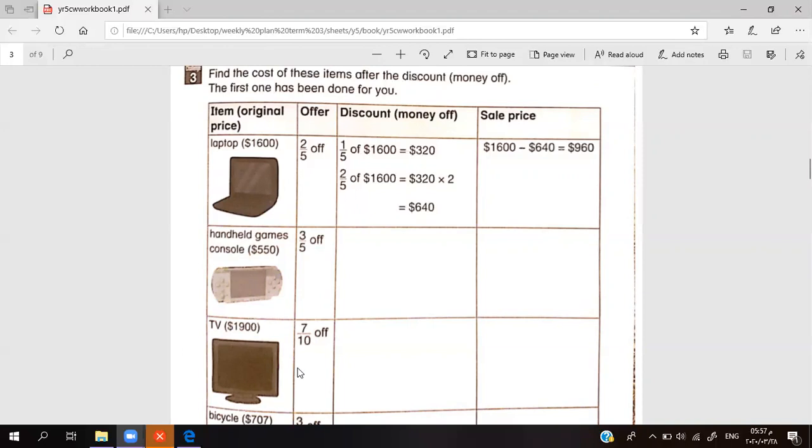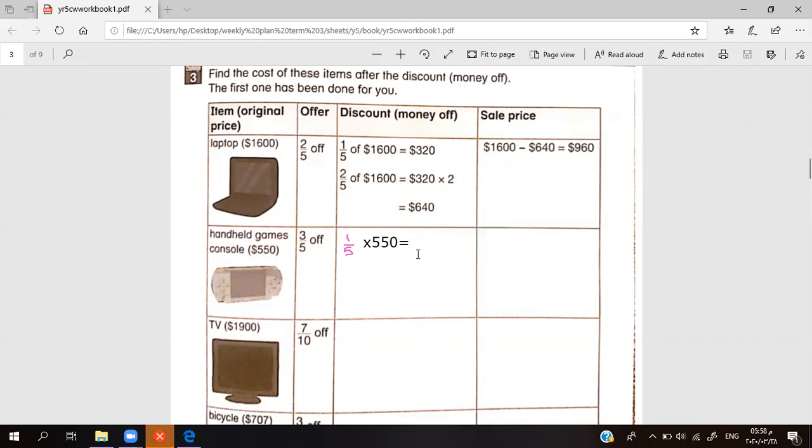Let's try doing the handheld games console. The discount on it is 3/5. So let's first try to get 1/5 of it. It's very difficult for me to write a fraction. Okay, sorry. I'll first get the fifth of 550.